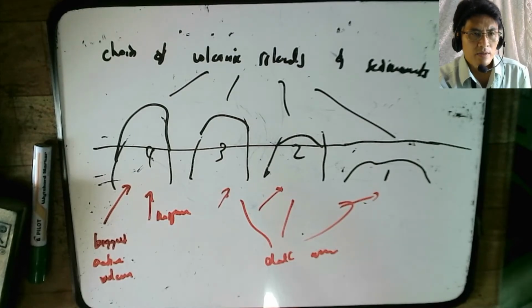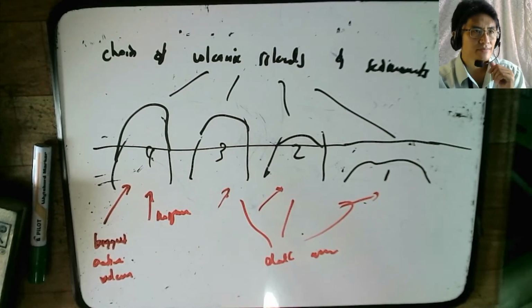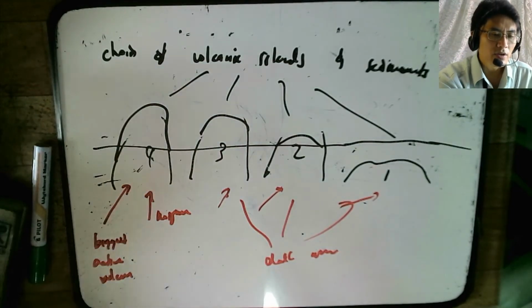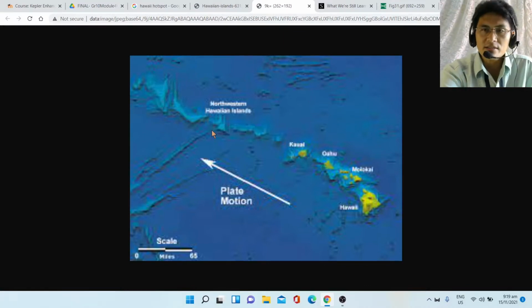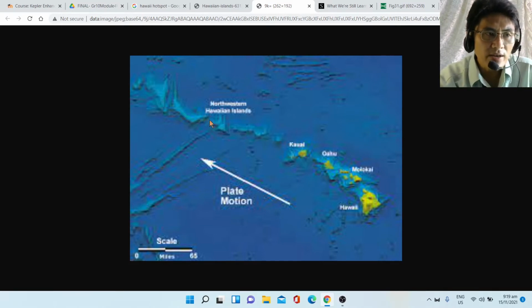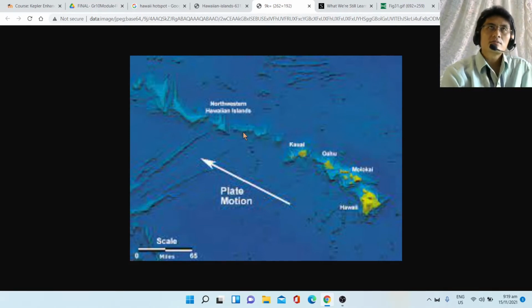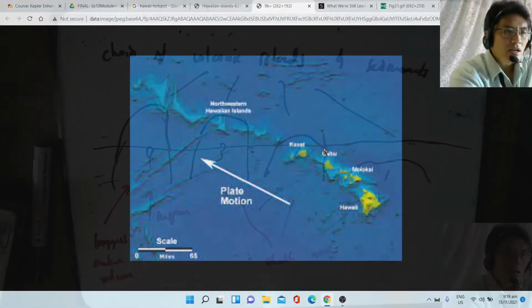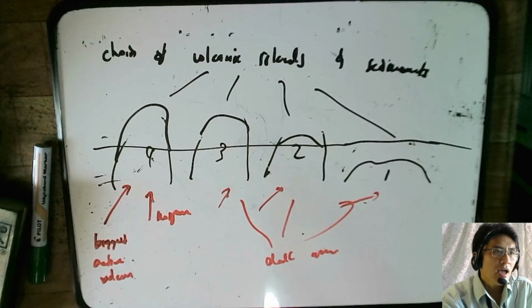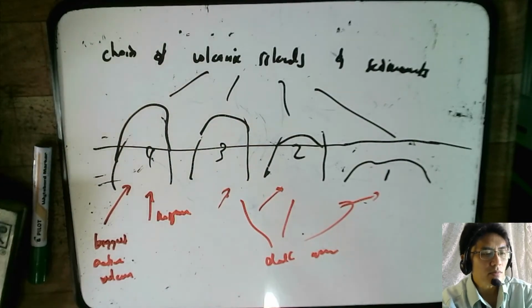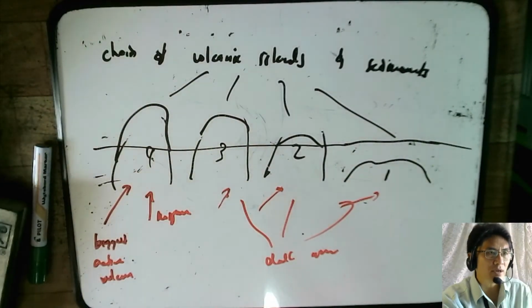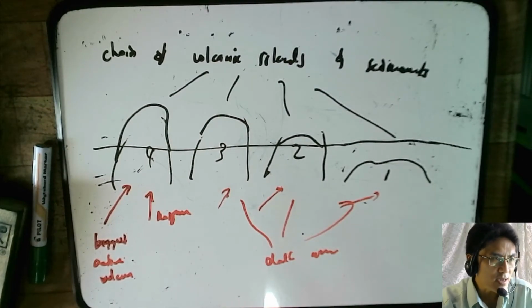And then, how about the seamount, sir? Well, if you look at this, that's the mainland Hawaii, Molokai, Oahu. If you extend it way beyond that, you have the northern Hawaiian Islands. But these Hawaiian Islands are smaller because these are even older islands. And if we extend beyond that, you could even see the seamounts.